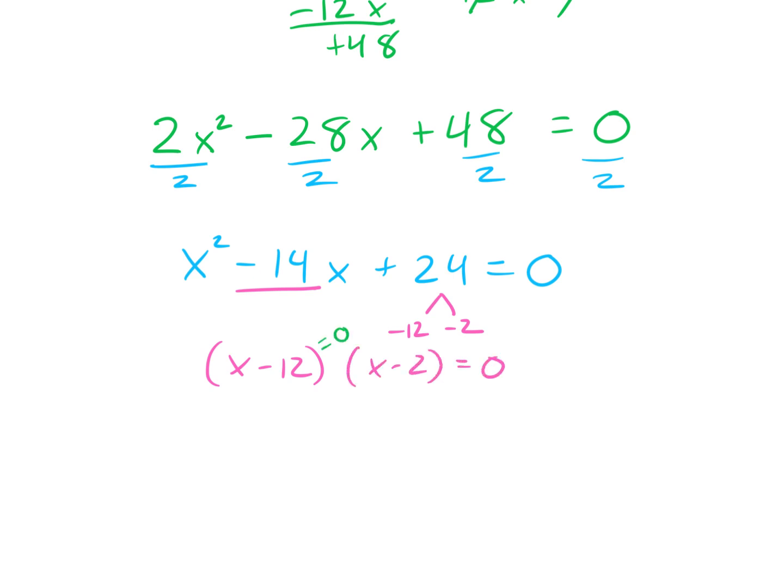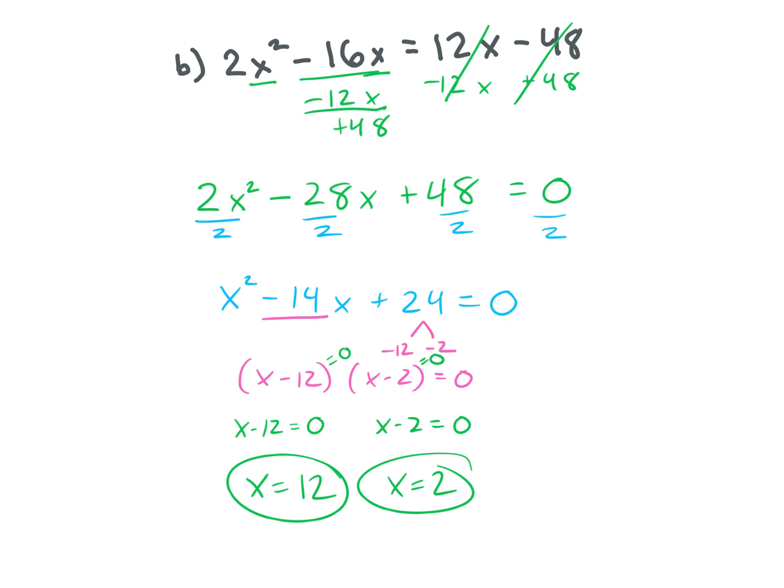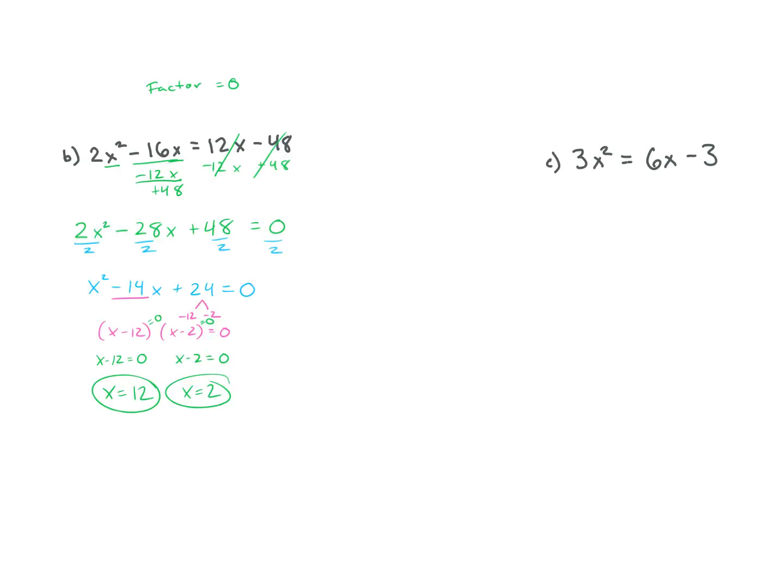We set both parentheses equal to 0. So x minus 12 equals 0, x minus 2 equals 0. So what does x equal? 12 and 2. Perfect. Any questions here? All right, for C.